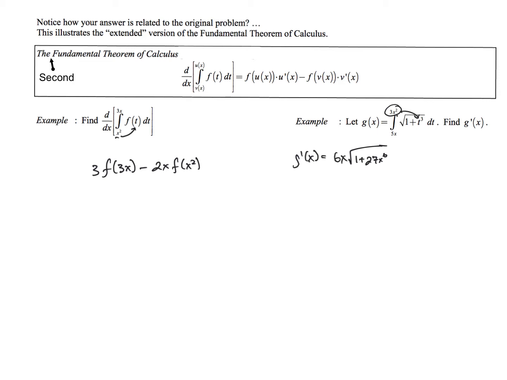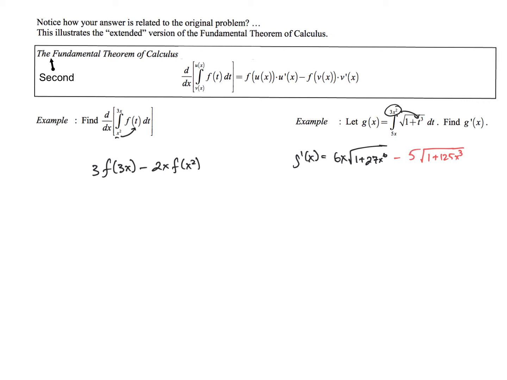All right, and then let's do the 5x. So now minus, now I'm going to substitute in 5x. So now I have 1 plus, when I substitute in 5, what's 5 cubed? 125, and then I have x cubed. But what pops out by the chain rule?